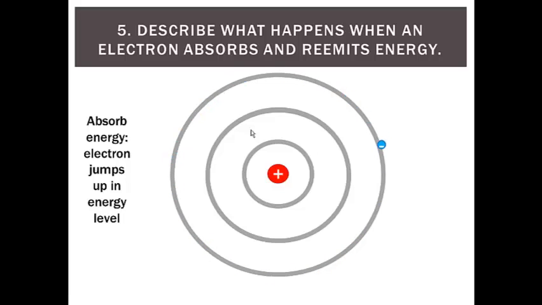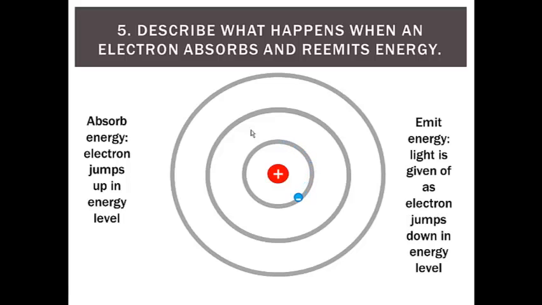The only way it can get back down, which is what it wants to do because that's much more stable, the only way it can jump down in energy level is by giving off this energy. So the electron will give off that energy in the form of light. This guy will disappear from that energy level and reappear back down in the lower energy level. So light is given off as the electron jumps down in energy level, and that's what happens whenever they emit energy.